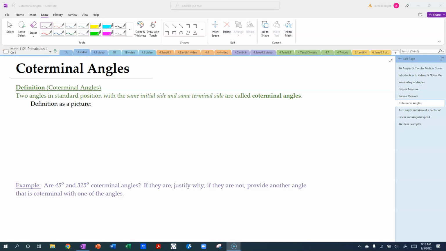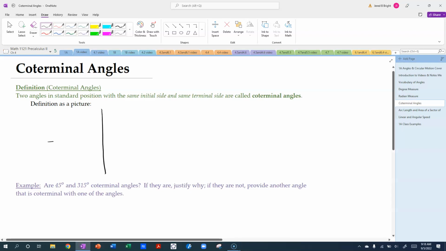In this video, we're going to look at a specific type of angle, or specific types of angles, really. We're going to talk about coterminal angles. You can read the definition, but it says two angles in standard position with the same initial side and same terminal side are coterminal.